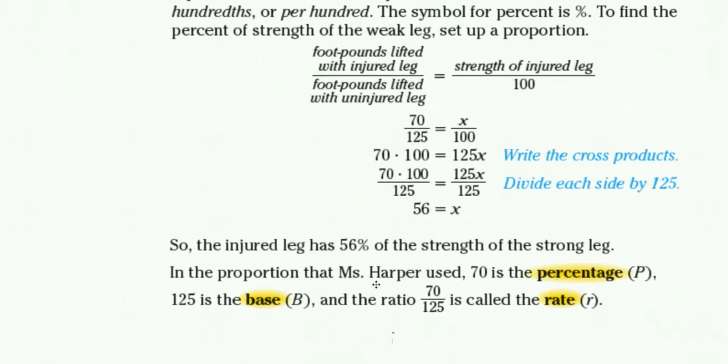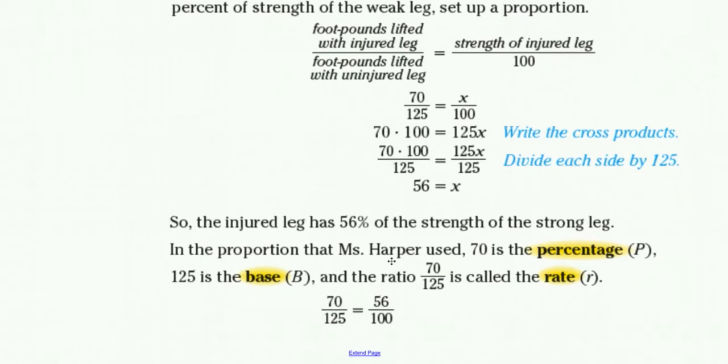In the proportion that Miss Harper used, 70 is the percentage, or the P. 125 is the base. And the ratio 70 over 125 is called the rate. From here, we end up with 70 over 125 is equal to 56 over 100, wherein the percentage over the base is equal to the rate.